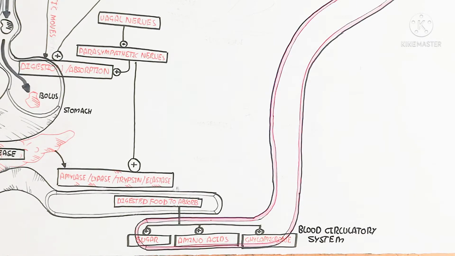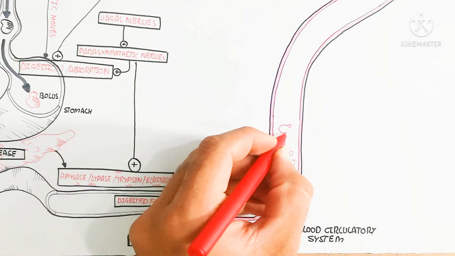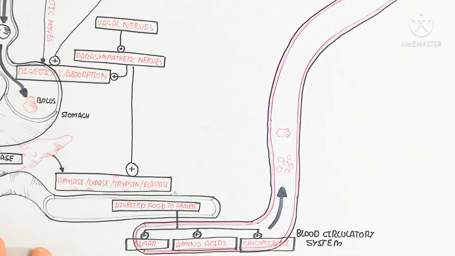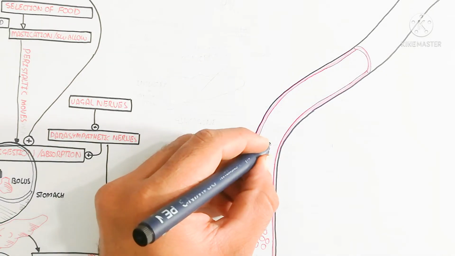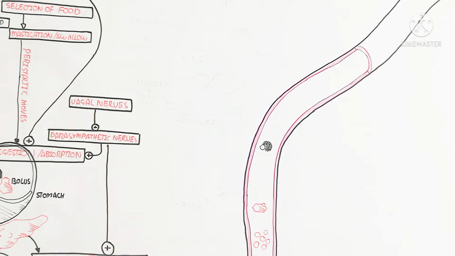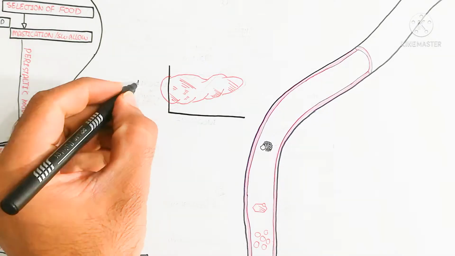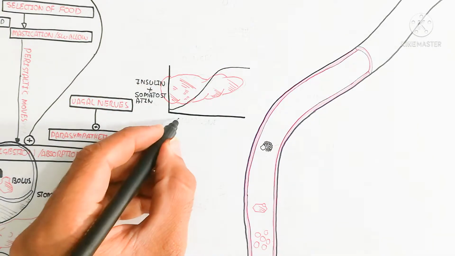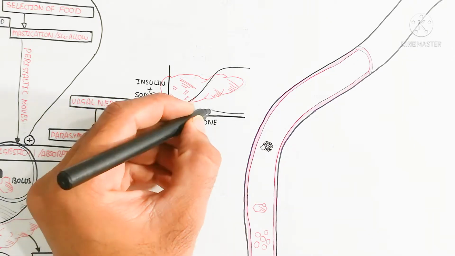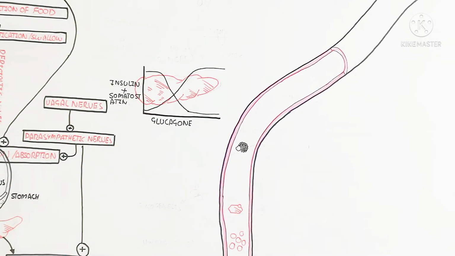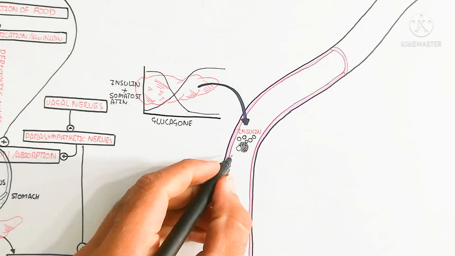In this way, absorption occurs in the form of simple sugar, amino acids, and chylomicrons, which carry fatty acids. They move into the blood circulatory system after absorption. Chylomicrons are very low density lipoproteins, and the simple sugar leads to hyperglycemia, and in this way the amino acids lead to hyperaminoacidemia in the blood.